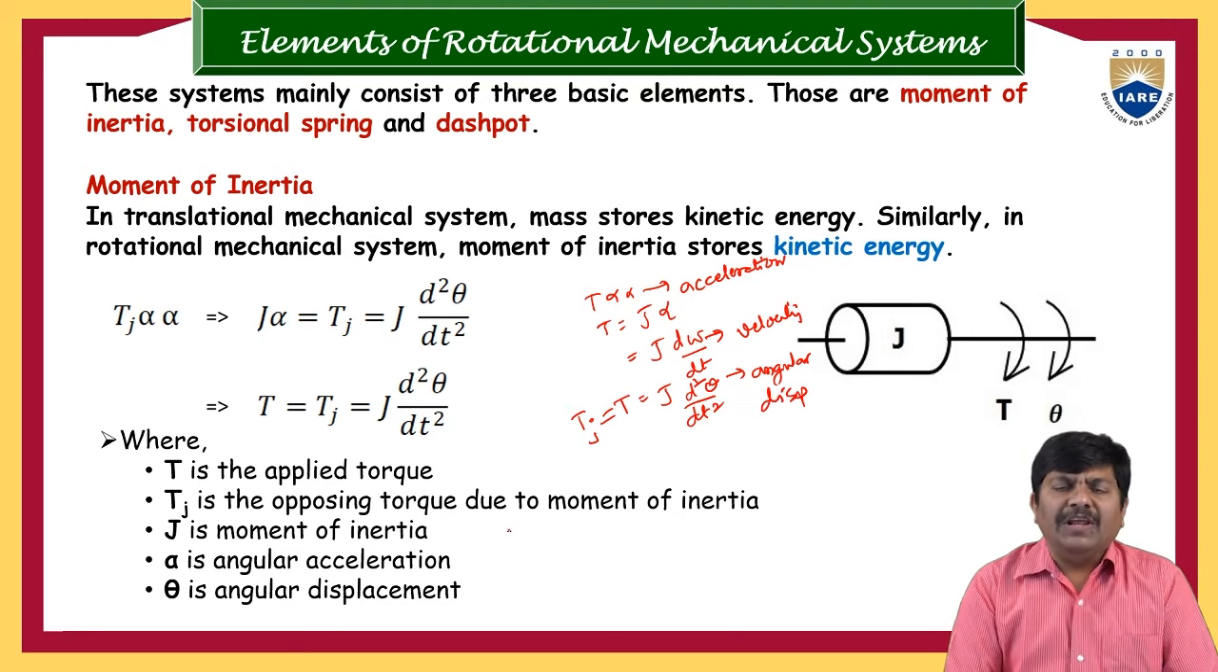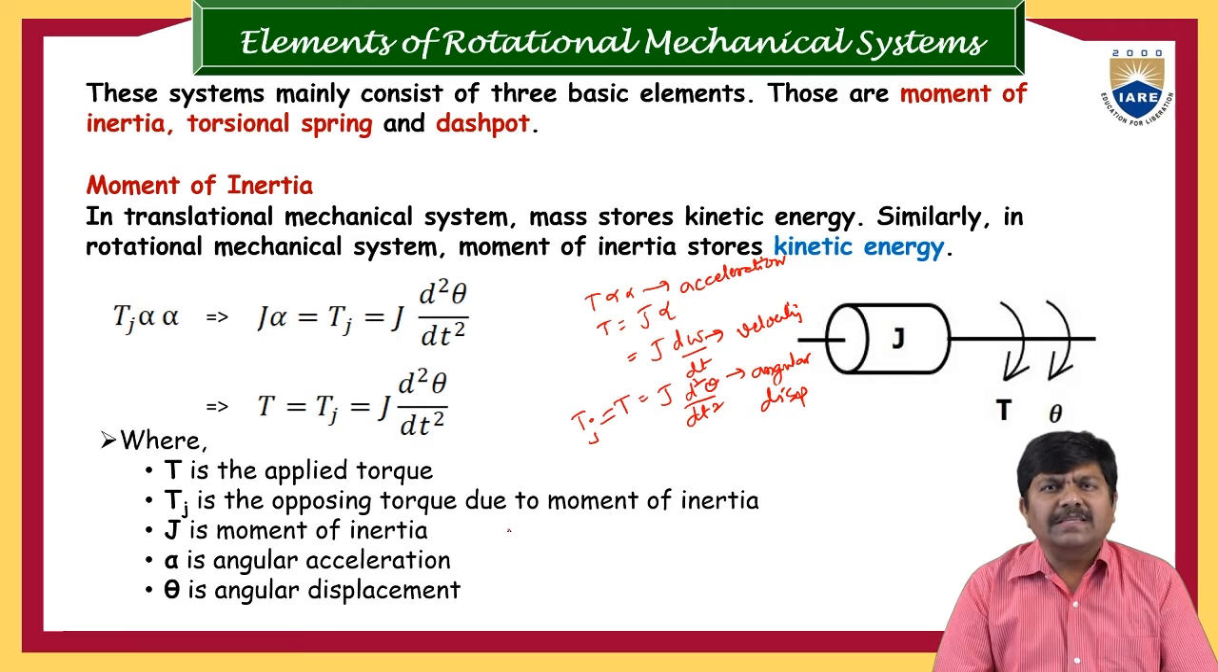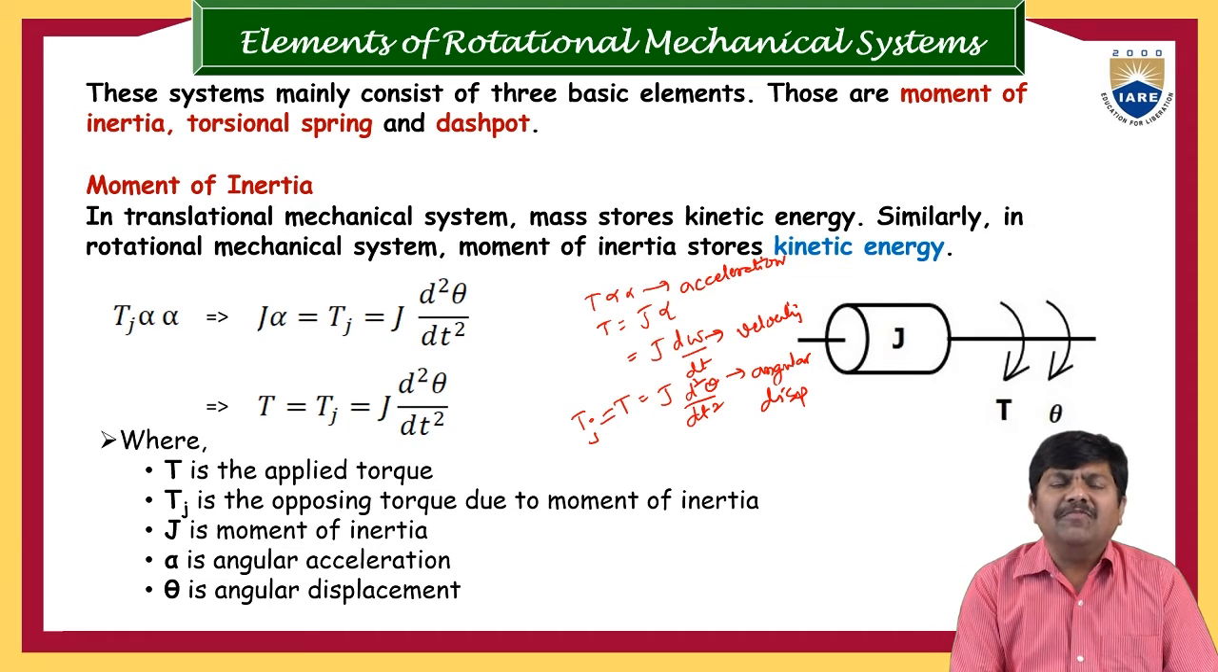This is nothing but whenever you are facing a moment of inertia having J units, 1 unit or 2 units. Now if we want to calculate the equivalent differential equation in order to find the transfer function of this rotational system, we can simply make use of this particular second order differential equation, that is T is equal to Tj is also equal to J into d square theta by dt square. So this is a mathematical equation, a second order differential equation.